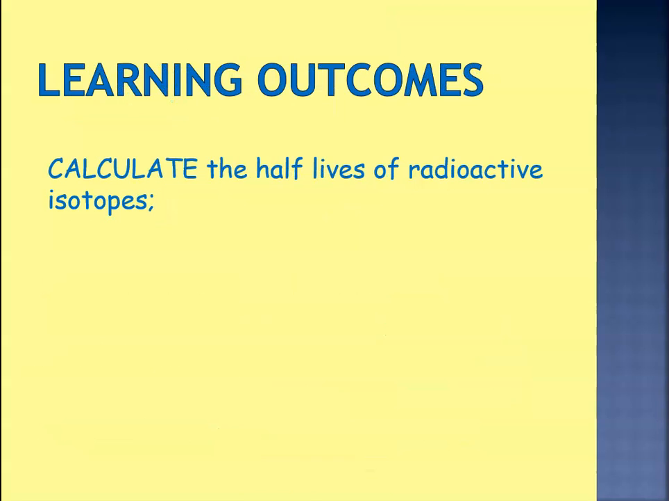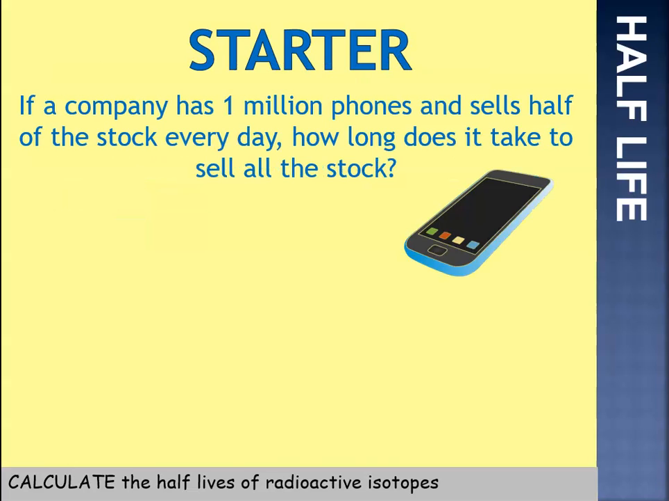Okay, our learning outcomes today is to calculate the half-lives of radioactive isotopes, look at examples on the board and try and explain them. Okay, so start off with our starter. So we need to imagine a company. A company's got 1 million phones and sells half of its stock every day. How long does it take them to sell all of their stock?